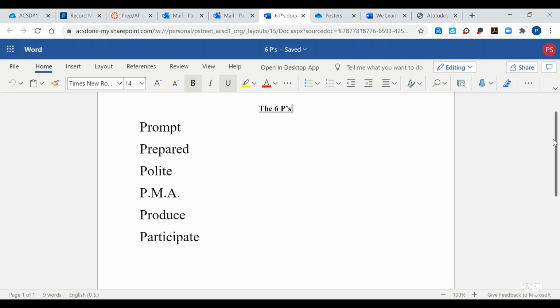Bring materials to class. So if you write that down on the quiz, you've gotten full credit. There's going to be a 12-point quiz, 1 point each for the 6 Ps, and then another point for the brief description of what that means. So that means bring your pencil and paper. We're going to be doing a lot of notes and stuff in here. We'll be working lots of practice problems.